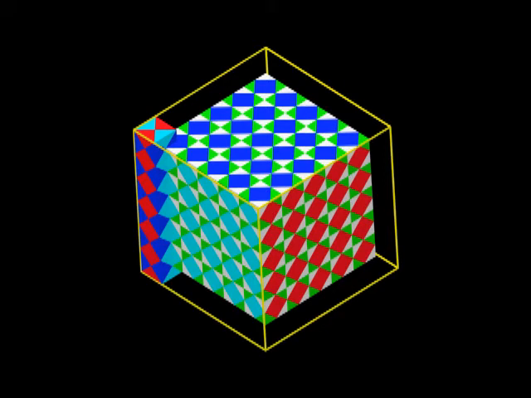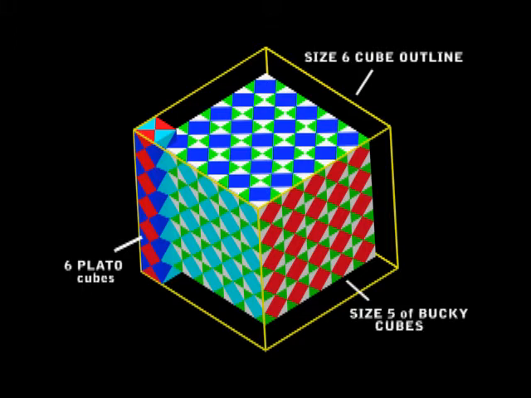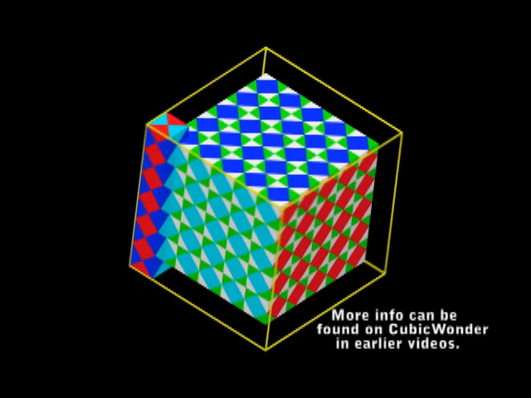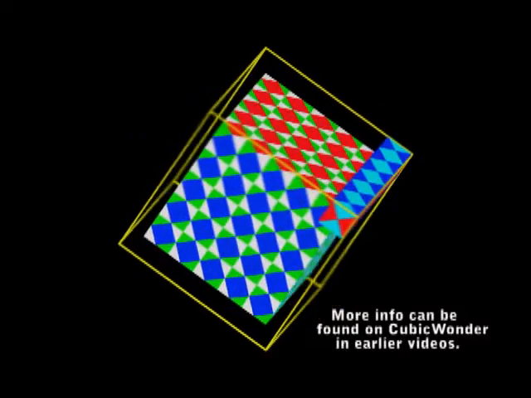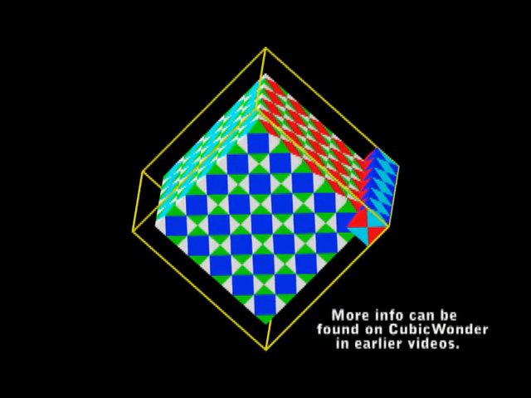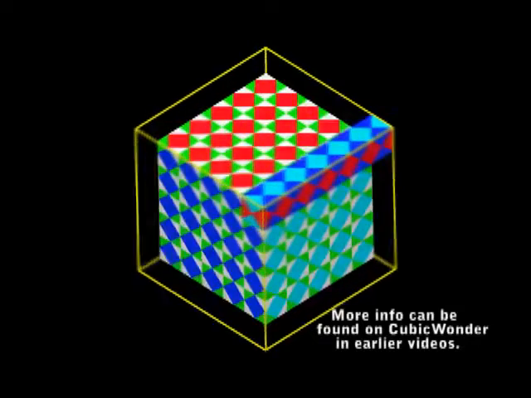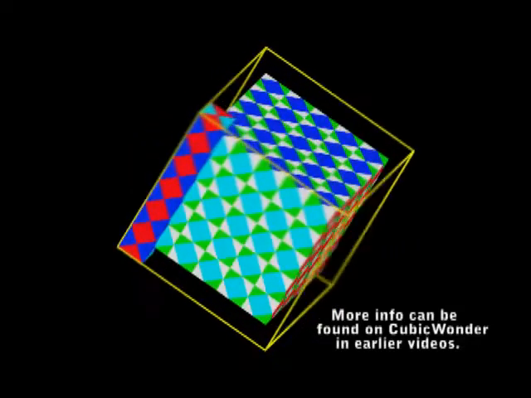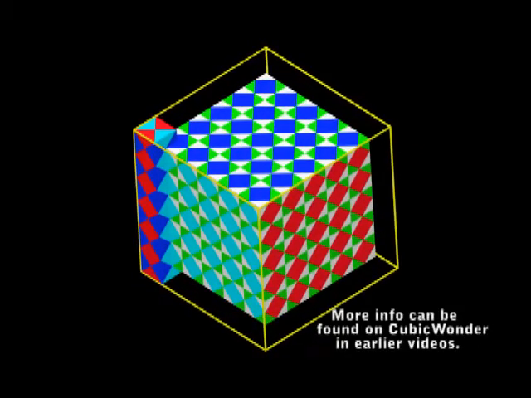I show in front a yellow cube outline, that's a size 6. And on the left I show 6 Plato cubes. And in the center you see there's a size 5, and these are all Bucky cubes. I show more about this cubic system in my earlier videos, CubicWonder. It is a system that I discovered 5 years ago that gives a perfect order in 3 dimensions. I like these 3D shapes because it's a lot easier for me than doing sums.